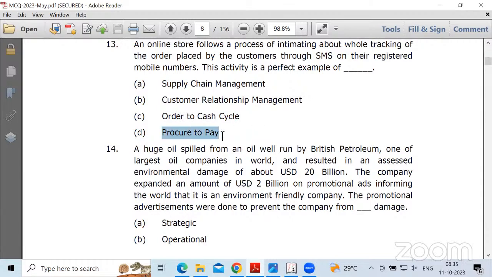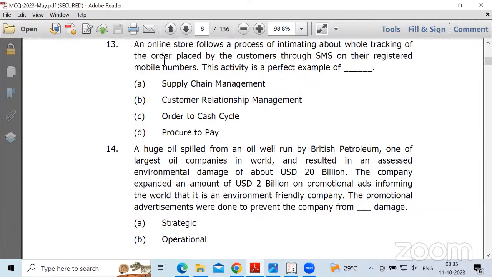Procure to pay. What is this procure to pay? You go for purchase order and making the payment. Once the payment is over, the cycle is over. So these are all some of the cycles which are given in the business process cycle.